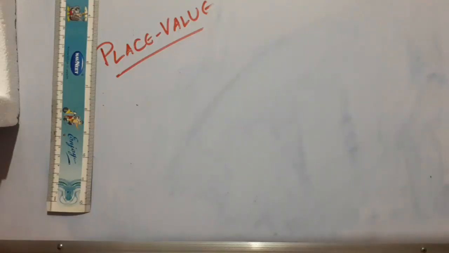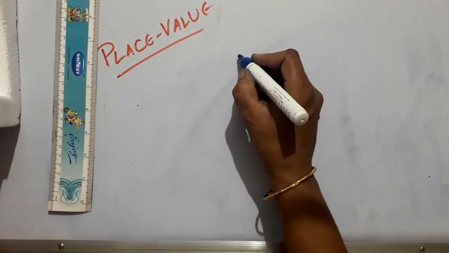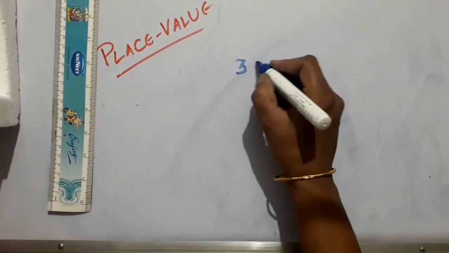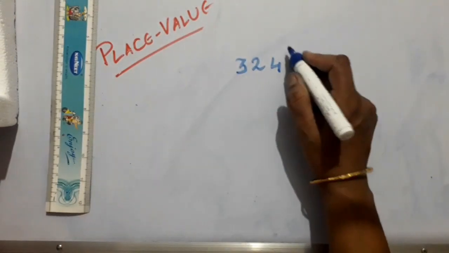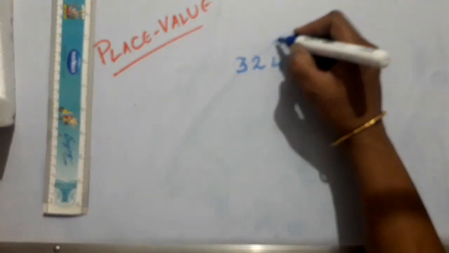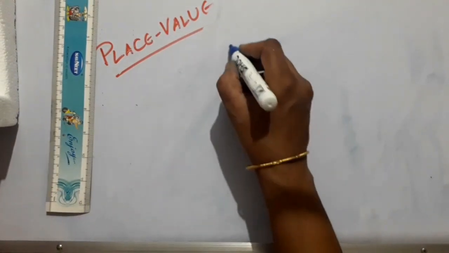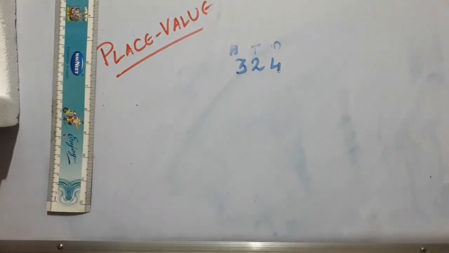Now let us see how to find the place value, or how to write the place value, of a given number. We will start with the easiest one. Let me write the number, say 324 only. So 4 is in ones place, 2 is in tens place and 3 is in hundreds place, right?